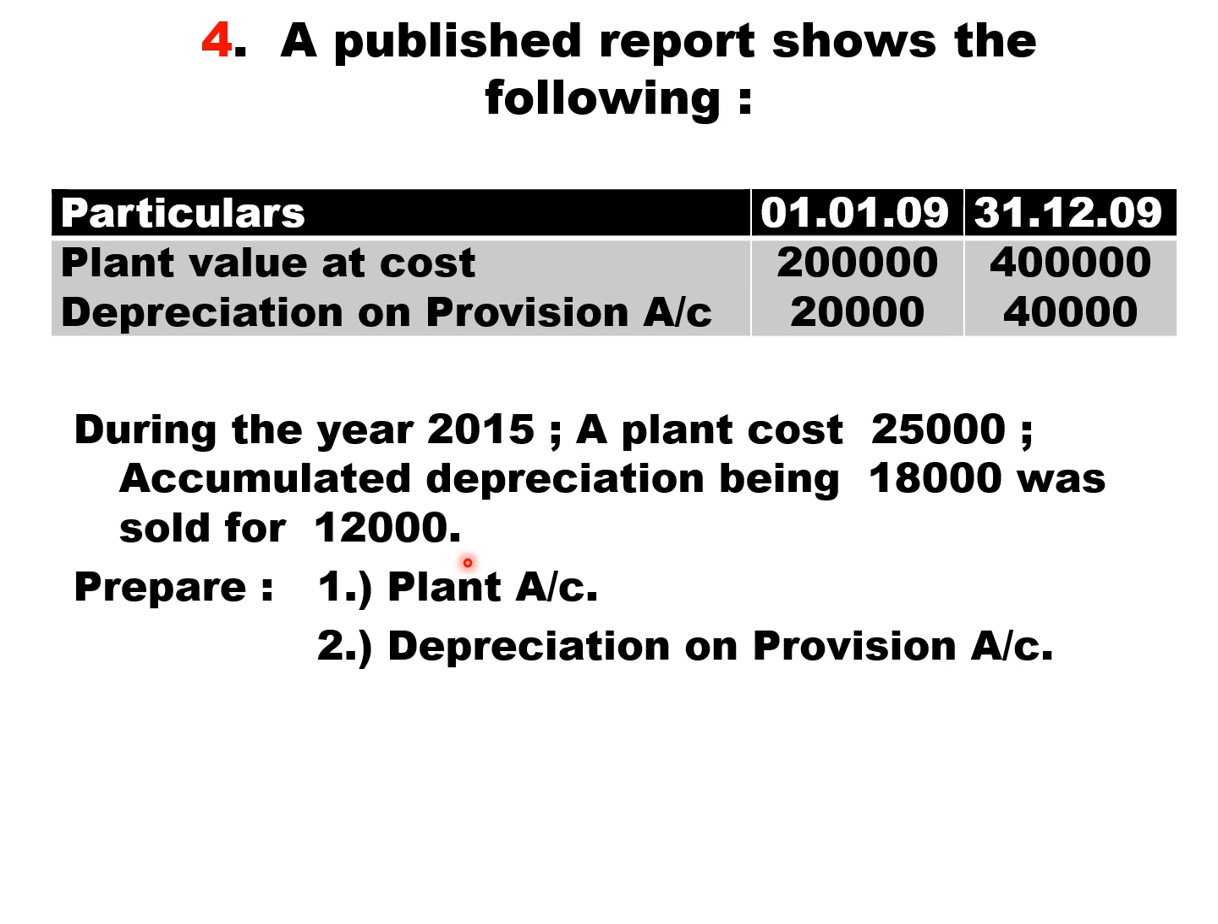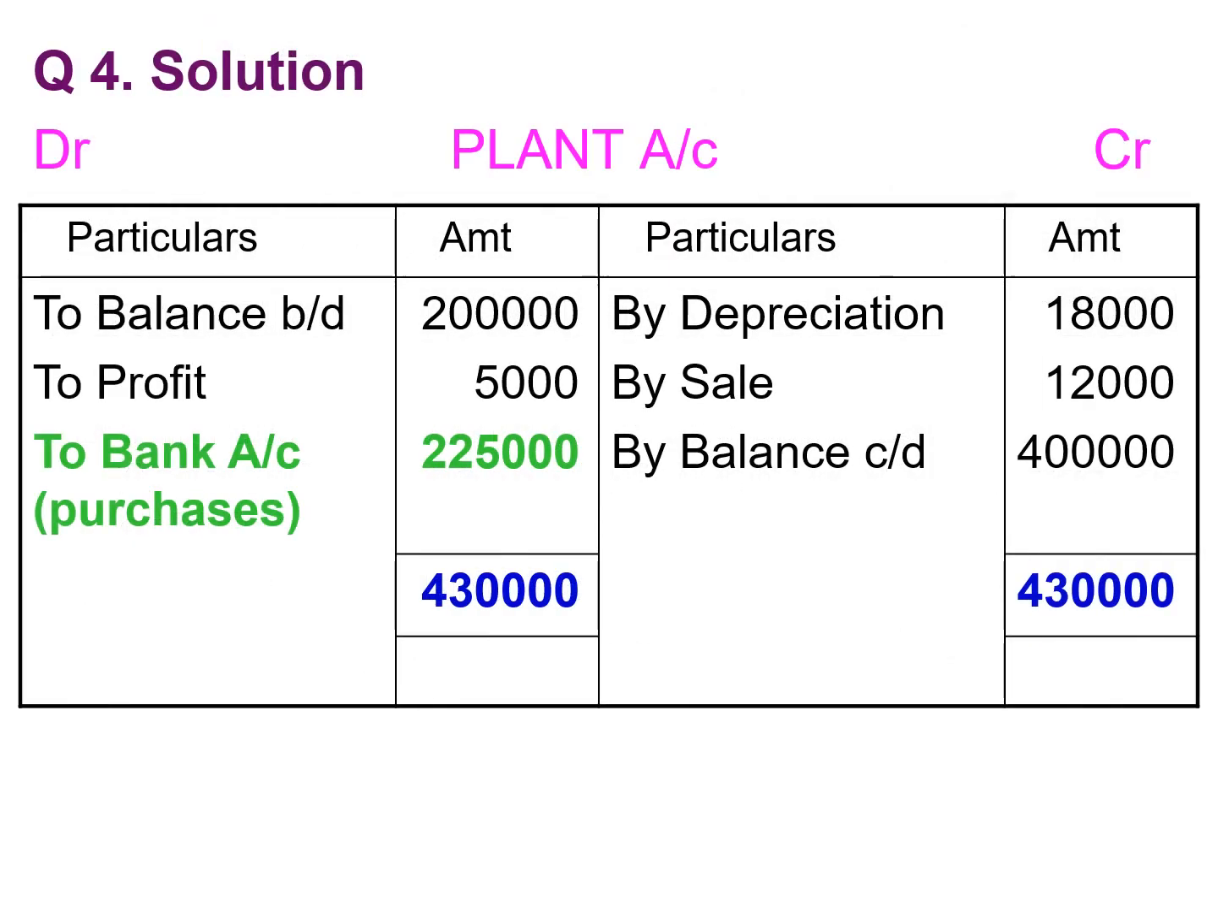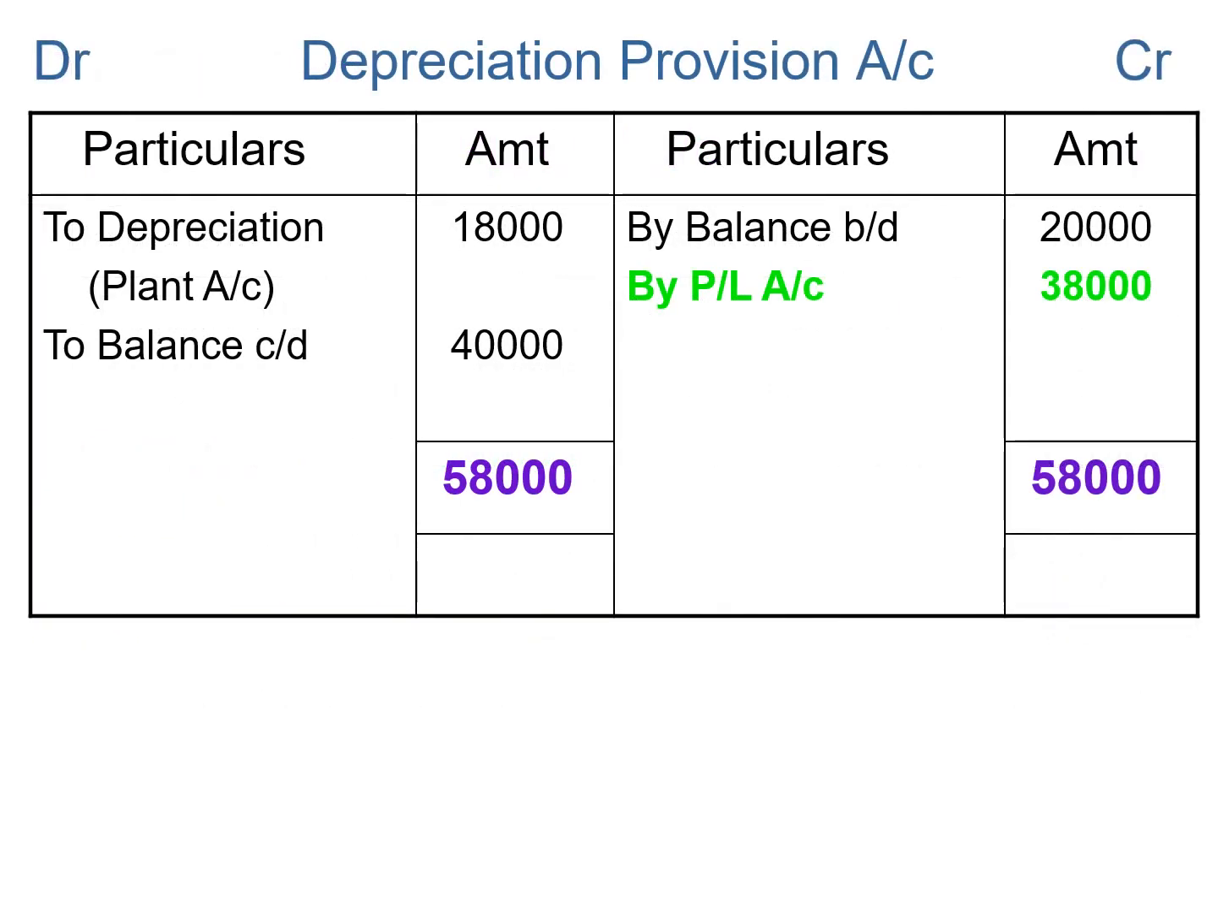Whenever there is a sale, as I told you, you need to take three entries: 1, depreciation 18,000; 2, sale value 12,000; and 3, profit 5,000. So kindly try this problem on your own, students. I'll show you the answer. So 38,000 is the answer for depreciation provision. Directly it will come in the PL account. Any doubts, kindly contact on WhatsApp, students. Thank you.